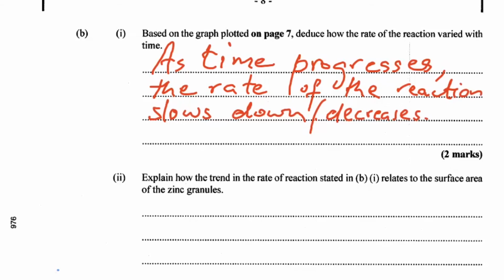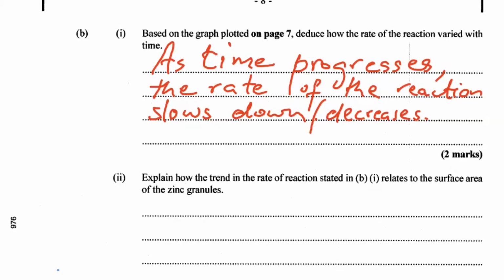Anyway, moving right along. Part 2, explain how the trend in the rate of reaction stated in B1 relates to the surface area of the zinc granules. So this trend that we saw in B1, we looked at the graph earlier, it's directly related to the surface area. We have to make it clear though that the smaller the radius, the larger the surface area. We probably don't have to state it here, but we can just get straight to the point.